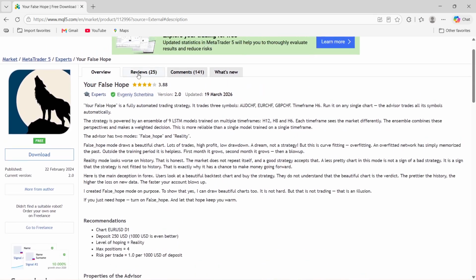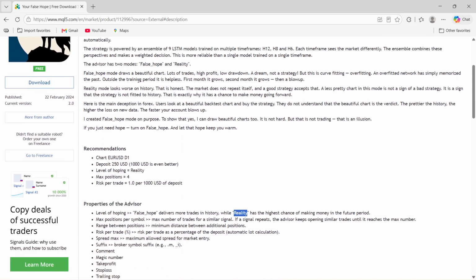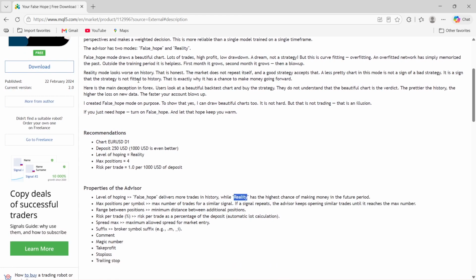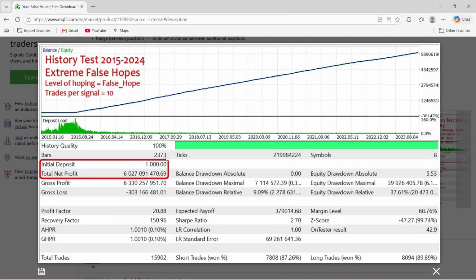He goes as far as calling the beautiful backtest charts the verdict, basically saying that the prettier the history looks, the more likely you are to lose on fresh data and the faster your account will blow up. So conceptually, the EA is as much a warning about overfitting as it is a trading tool.